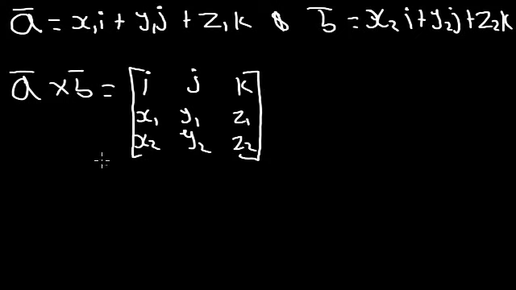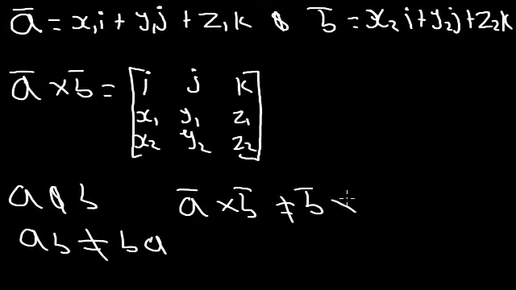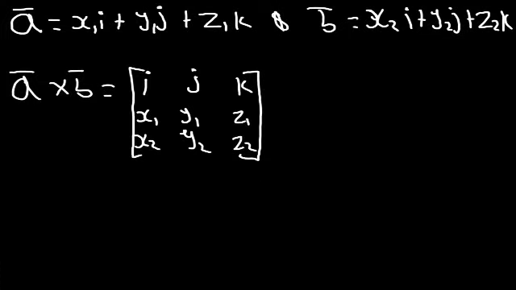As we all know in matrices, if A and B are matrices, then AB is not equal to BA. This also applies to cross products. If A and B are vectors, then A cross B is not equal to B cross A. Be very careful of that. Perfect. So now let's continue.